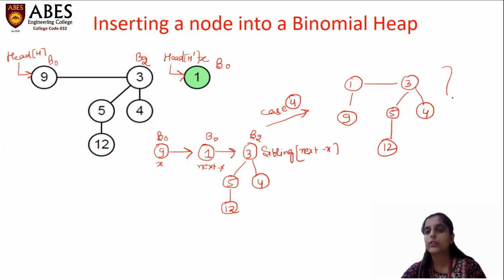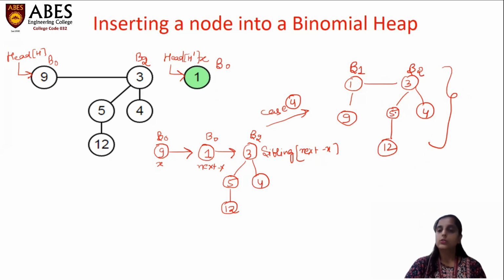So this is your resulting binomial heap. This is the resulting binomial heap that we're going to get after inserting 1 in this binomial heap. And still there is no violation. As you can see, this particular binomial tree is of the order B1 and this one is having order B2. So both are of different degree. So there is no violation. So we can say, yes, this is the final binomial heap that we got after inserting a node x. So in this way, you have to perform insert operation in a binomial heap.